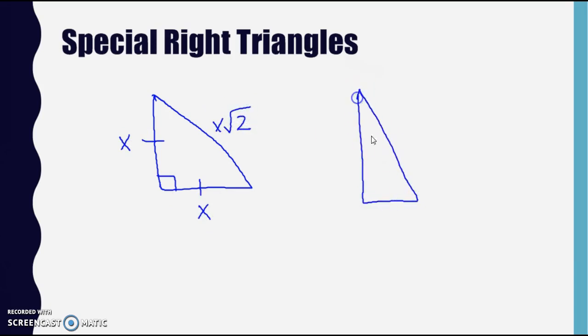30-60-90 comes from an equilateral triangle, and we have two different angles, so we have two different sides. Start with the short side, which is opposite the 30-degree angle, the smaller angle. To go from short to hypotenuse, we double it. Short to long, multiply it by root 3.